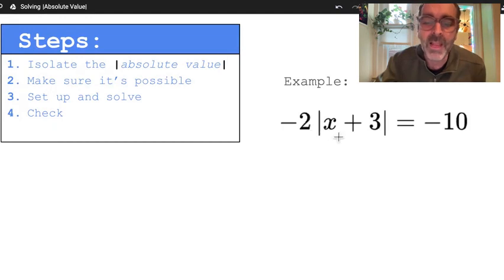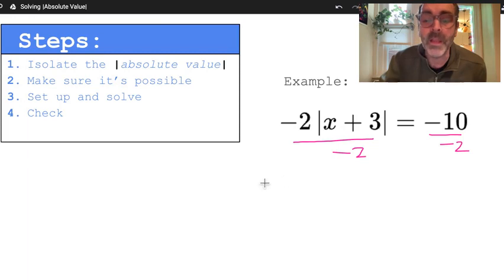Well, if we're multiplying by -2, then we want to divide both sides by -2. So I'm going to divide this side by -2 and this side by -2. And we will end up with, I'm going to change colors here just so we can see what's going on here. Well, the -2 is going to cancel out on this side, and we're going to end up with the absolute value of x plus 3.